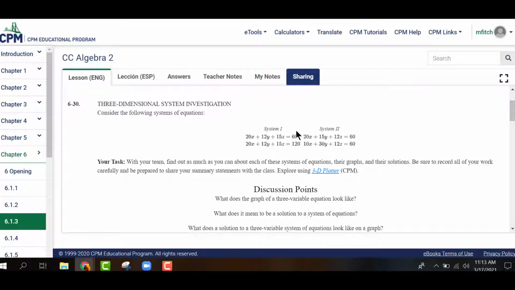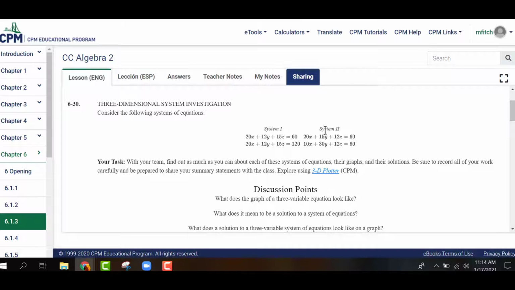So we're going to focus on this first system, and we're going to put this into our 3D plotter, and then we're going to turn around and have a little discussion and see what we notice and why we notice it. And then we're going to plot this second system, and come up with a little knowledge from that as well. Sound good? I hope so, because all I see is the CPM textbook on my screen. I don't see you guys. So you'll have to yell at me if we got issues.